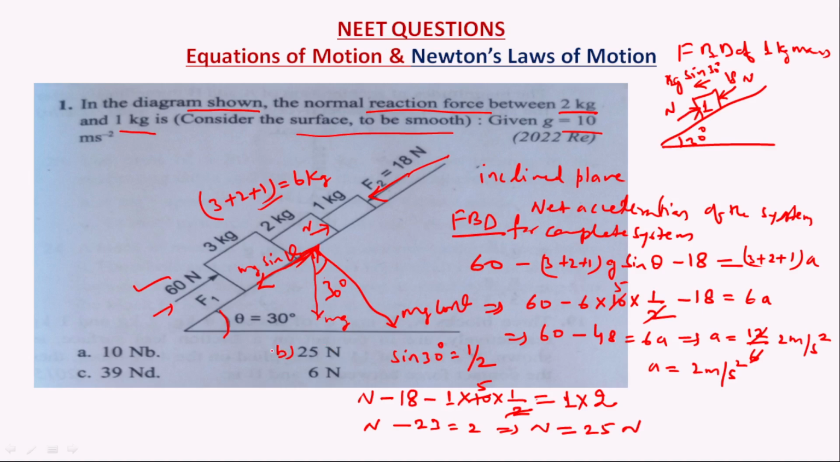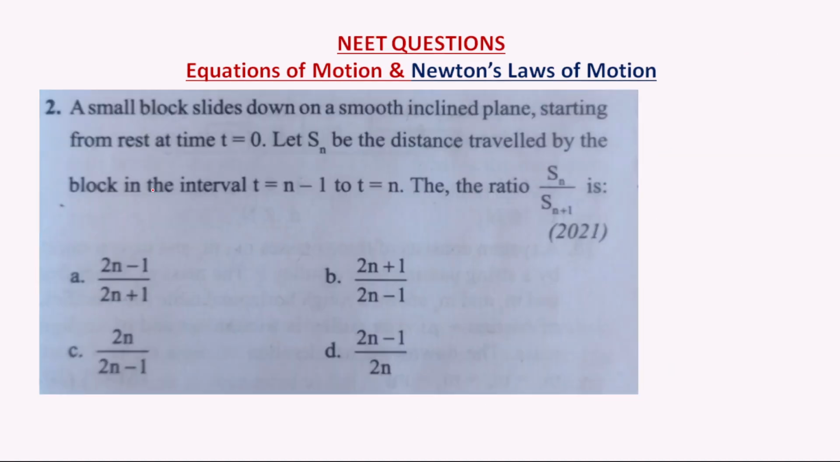So this is B and this is D. So this answer B is correct, right? Answer B. Fine. Let us go for second question.